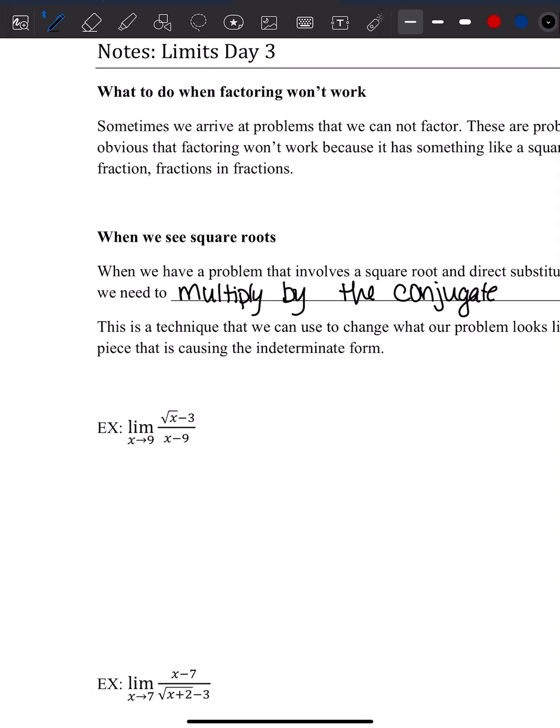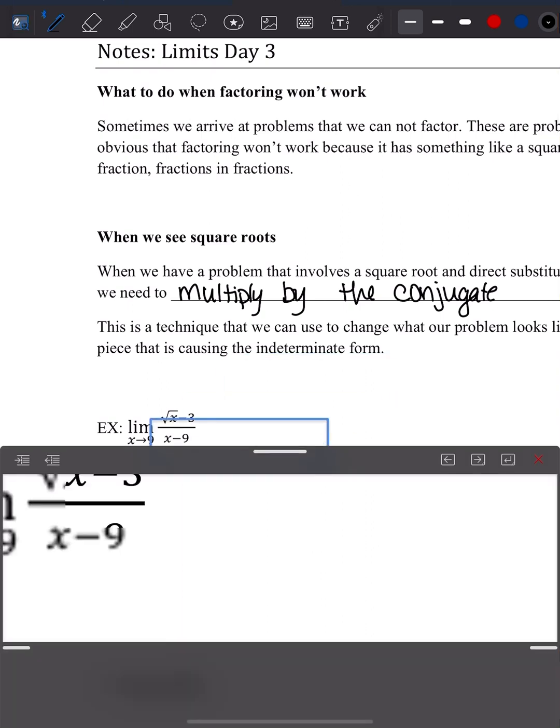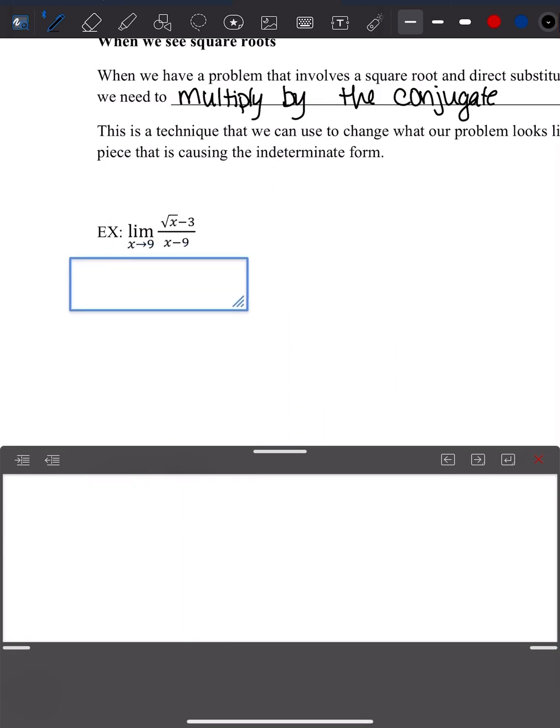First, we need to decide what's happening here. If we were to plug in 9 individually, we get the square root of 9, which is 3, minus 3 is 0. And we have 9 minus 9 is also 0. So if we look at this, we are going to get that indeterminate form 0 over 0. So what we are going to be doing is that multiplication by the conjugate. I'm going to do some side work.